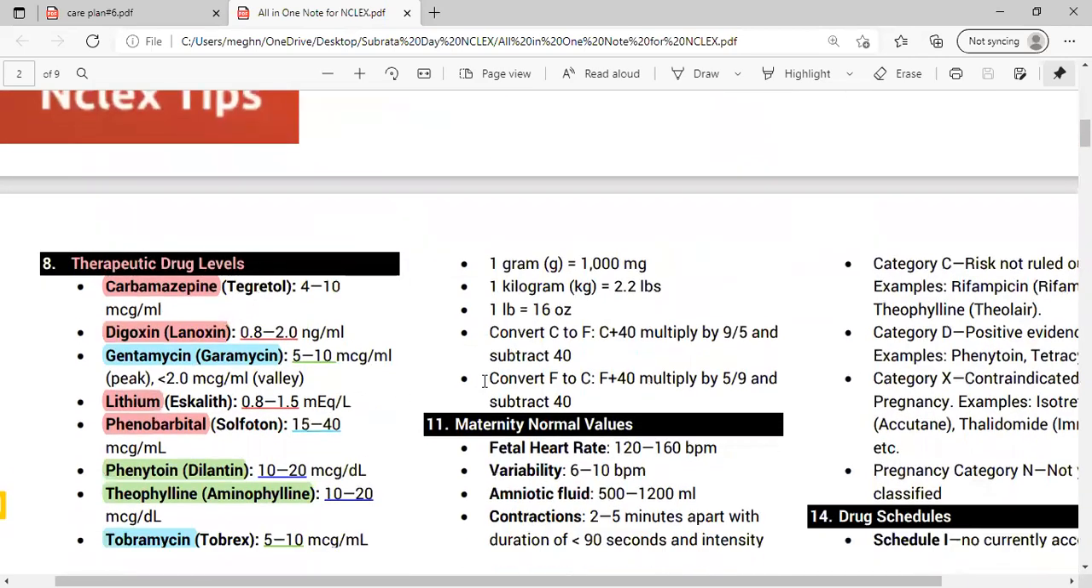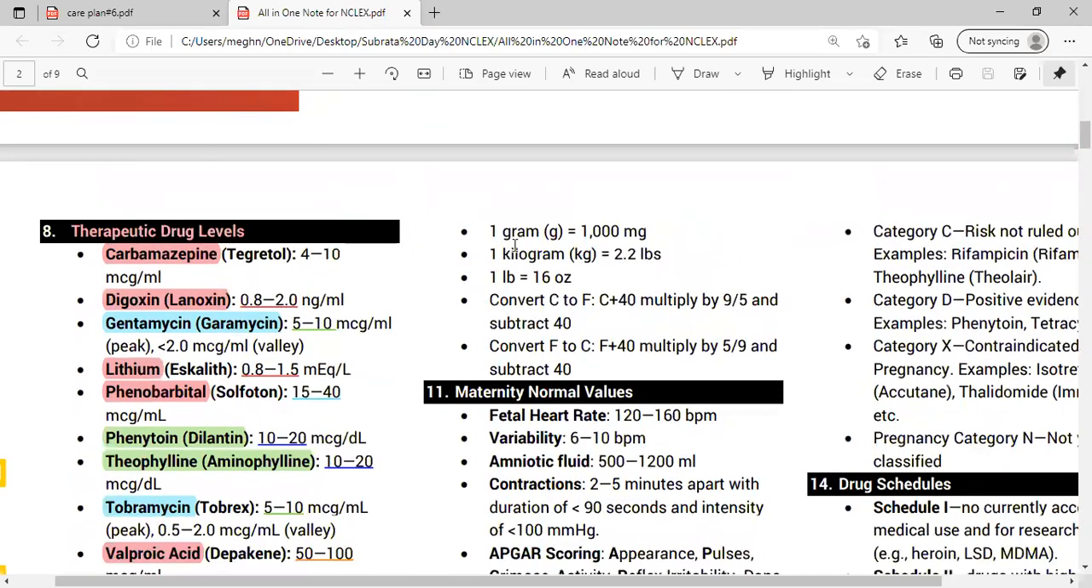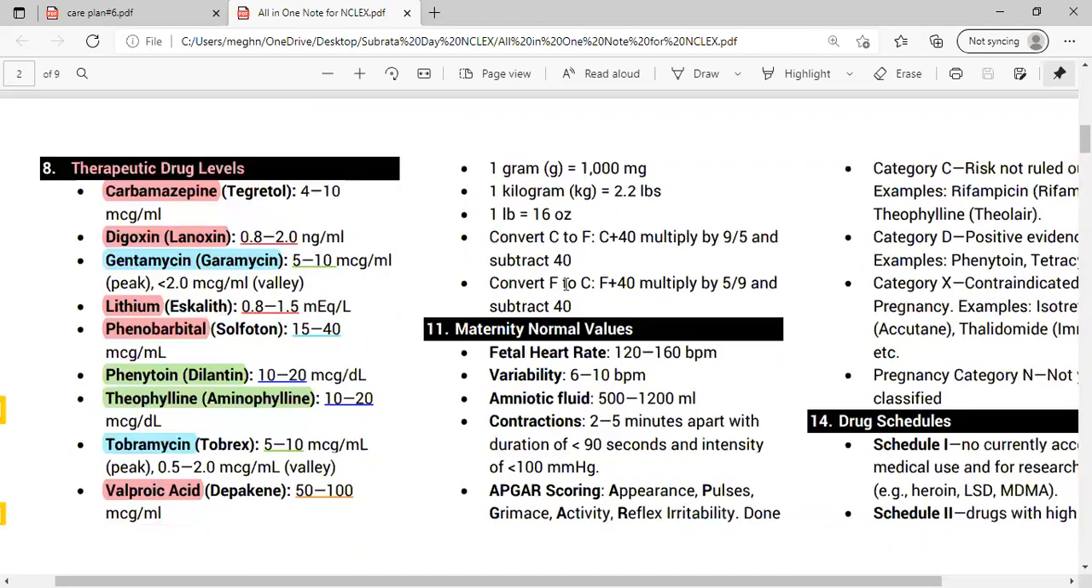Next, here we say 1 gram equals 1000 microgram. 1 kilogram equals 2.2 pounds. So in the board exam, if you get any mathematical problem where the patient's body weight is in pounds, we need to convert to kilograms, right? 1 pound equals 16 ounces.